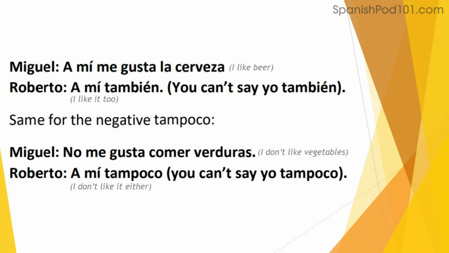And the same for the negative with tampoco. No me gusta comer verduras, a mí tampoco. I don't like eating vegetables, neither do I. You cannot say yo tampoco here.